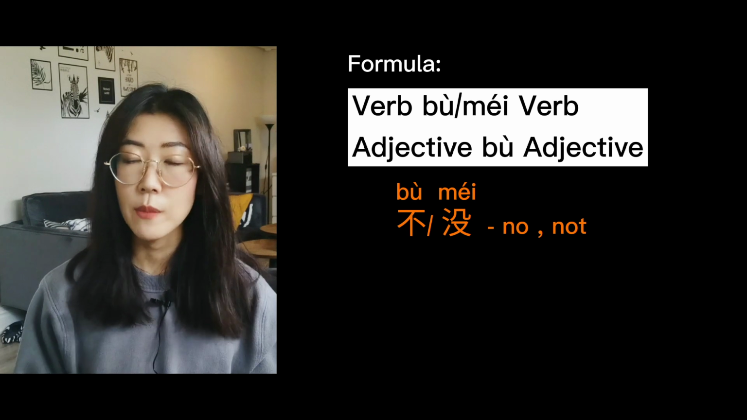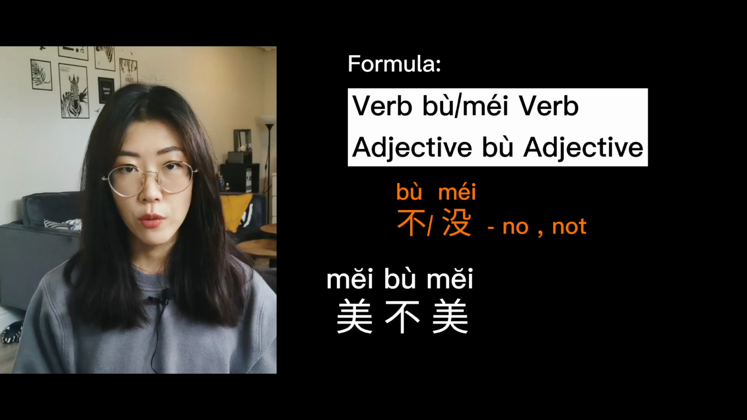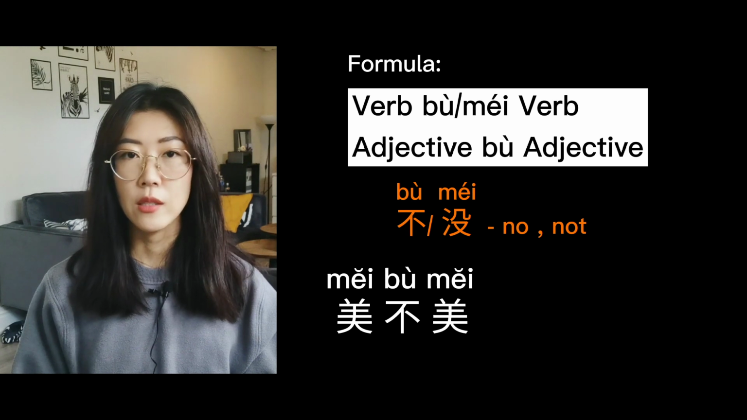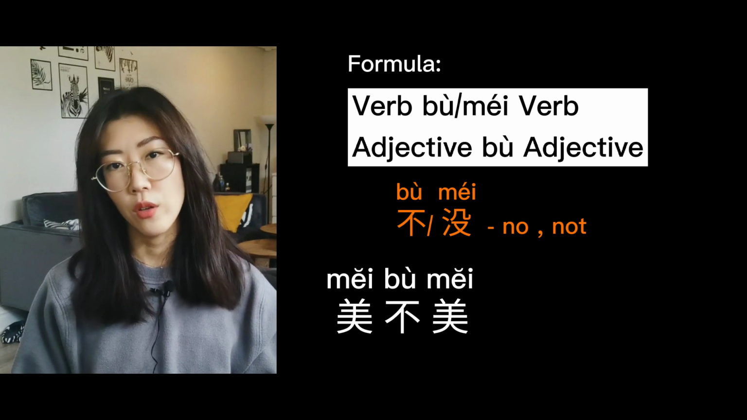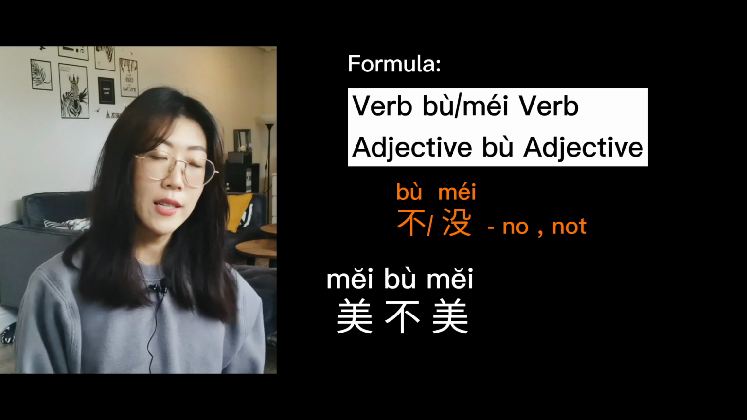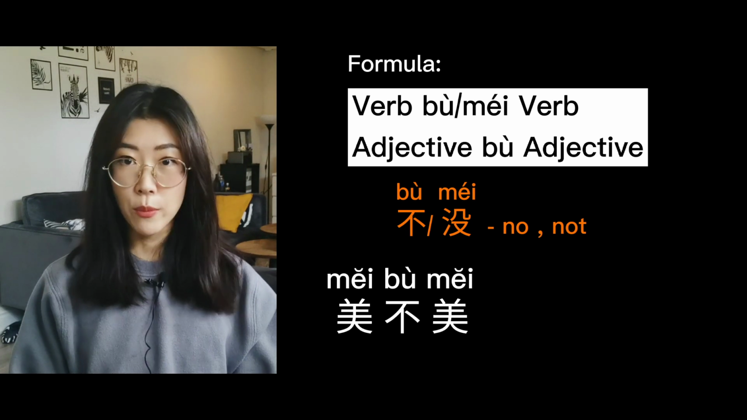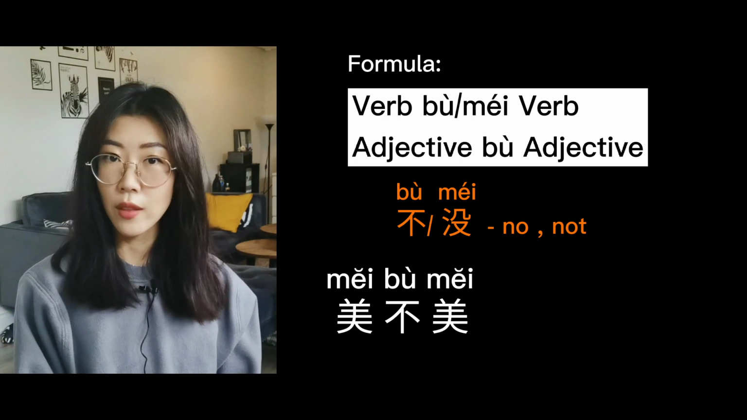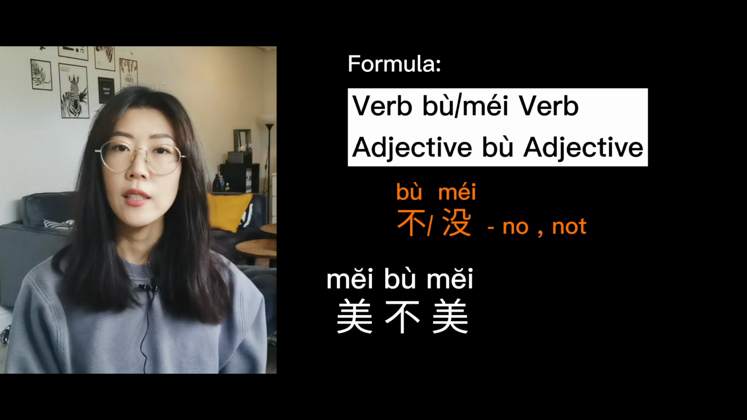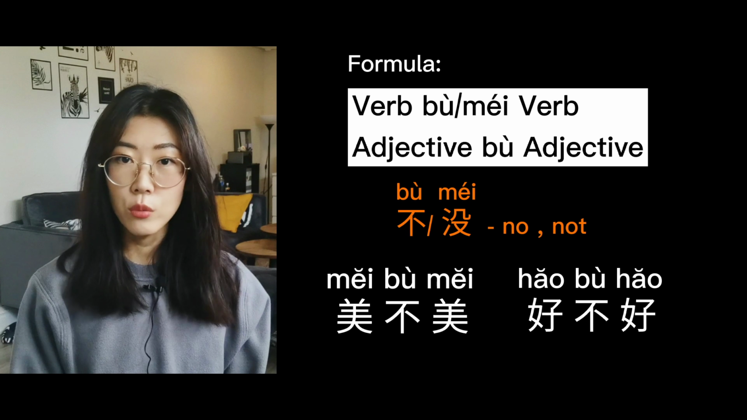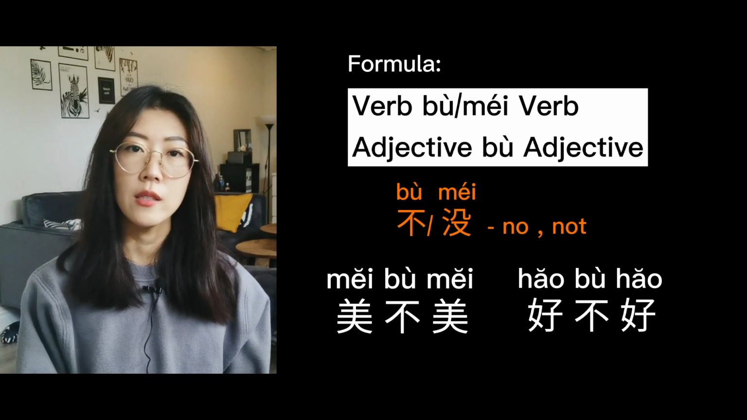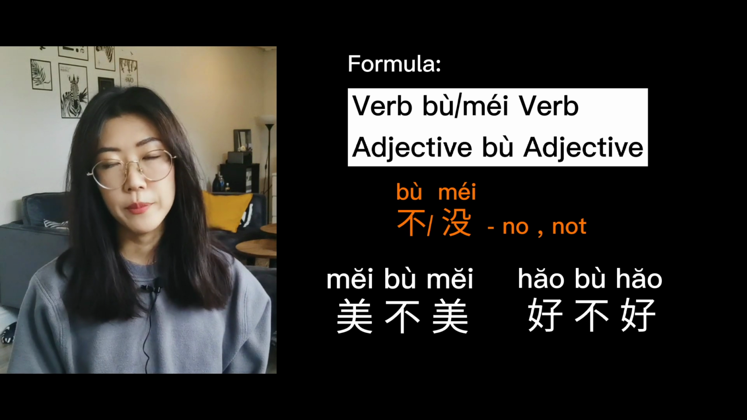So for examples, 美 means beautiful. 美不美 means beautiful or not. So I just bought this painting. 美不美? So I'm asking, I just bought this painting. How do you think? It's beautiful or not? Or 好 means good. 好不好? It means good or no good.